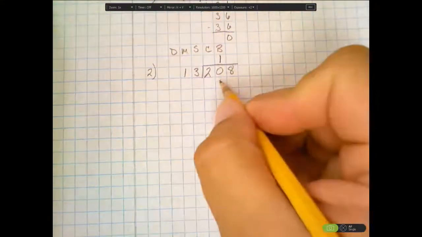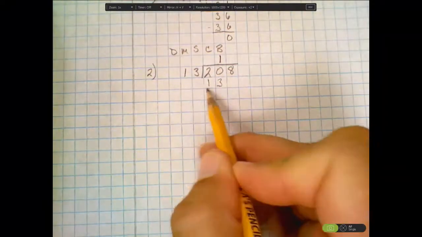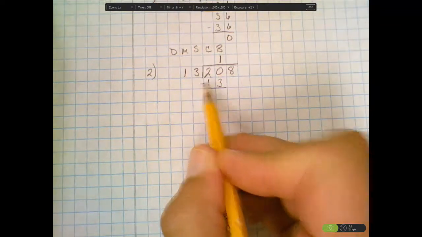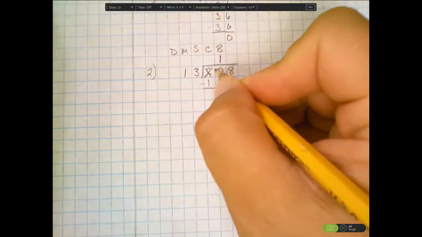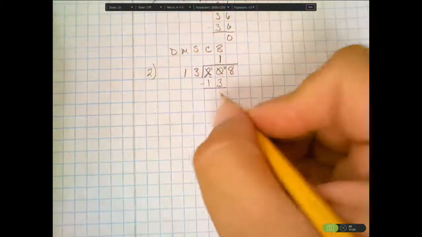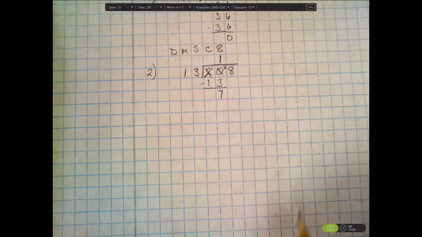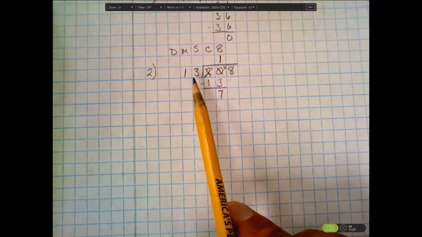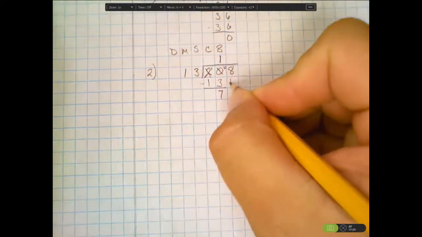1 times 3 is 3. 1 times 1 is 1. The next step is to subtract. So we have to borrow from the 2. That makes that a 1. The 0 becomes a 10. 10 minus 3 is 7. And then 1 minus 1 is 0. We check to see, is the 7 less than 13? Yes, it is. So we're ready to go to the next step, which is bring down. So we're going to bring the 8 down.